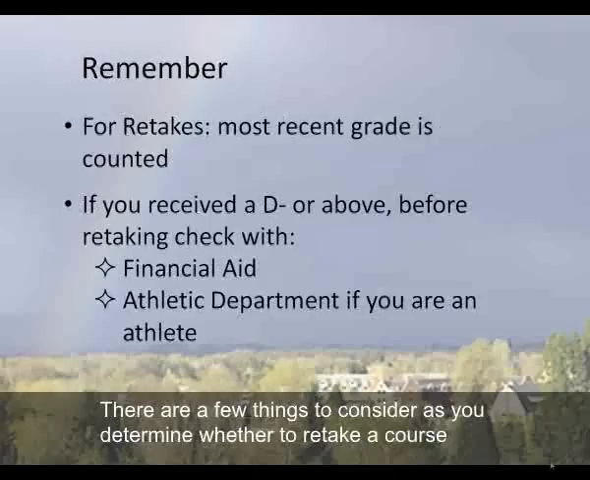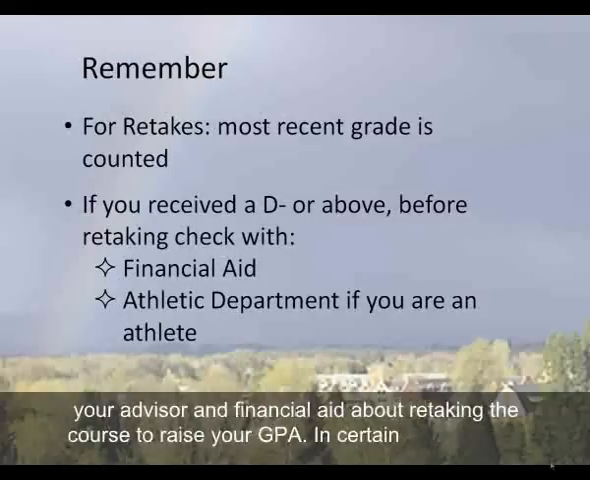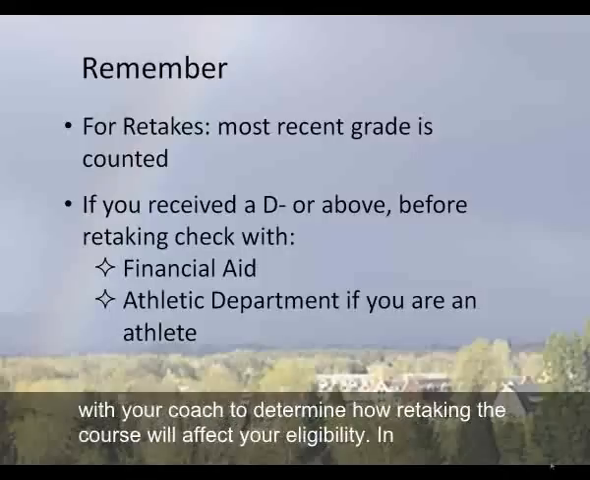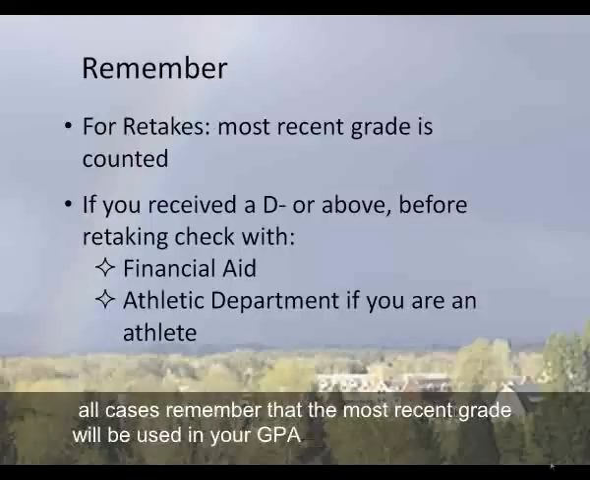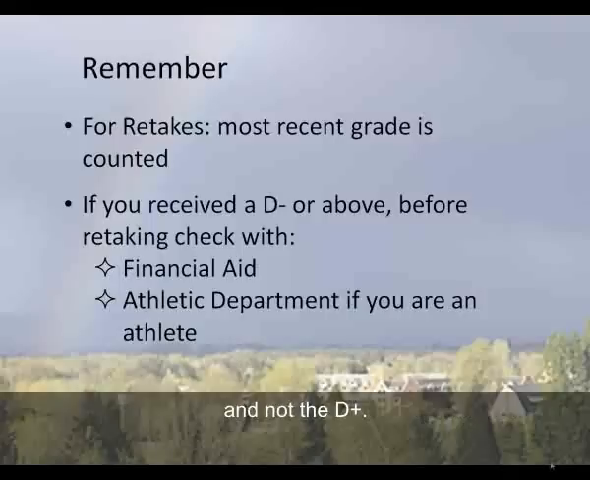There are a few things to consider as you determine whether to retake a course you received a grade of D- or better. If you passed a class with a D- or better, speak to your advisor and financial aid about retaking the course to raise your GPA. In certain cases, financial aid will not pay for the retake. If you are a student athlete, check with your coach to determine how retaking the course will affect your eligibility. In all cases, remember that the most recent grade will be used in your GPA calculations. So if your grade was a D plus and you drop to a D minus, the D minus is counted and not the D plus.